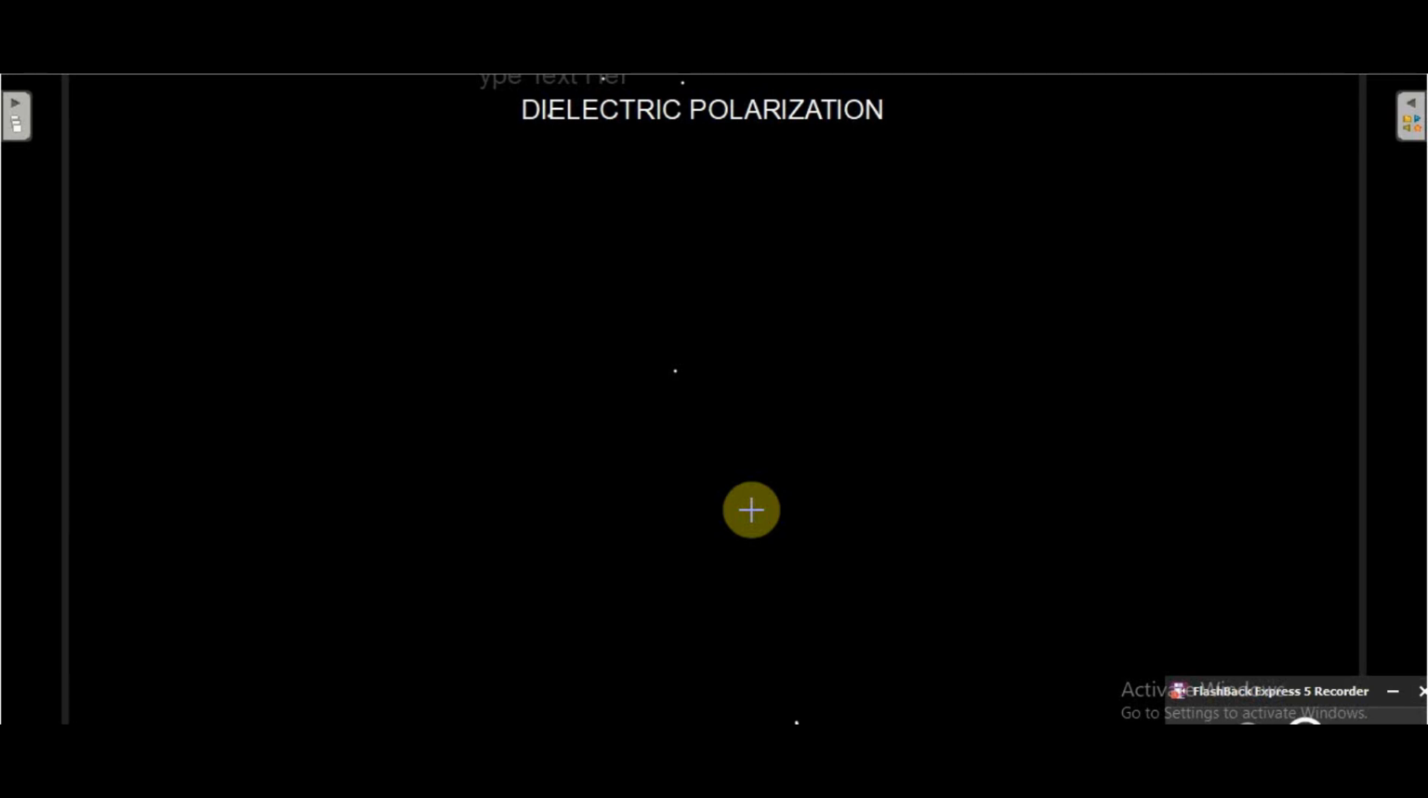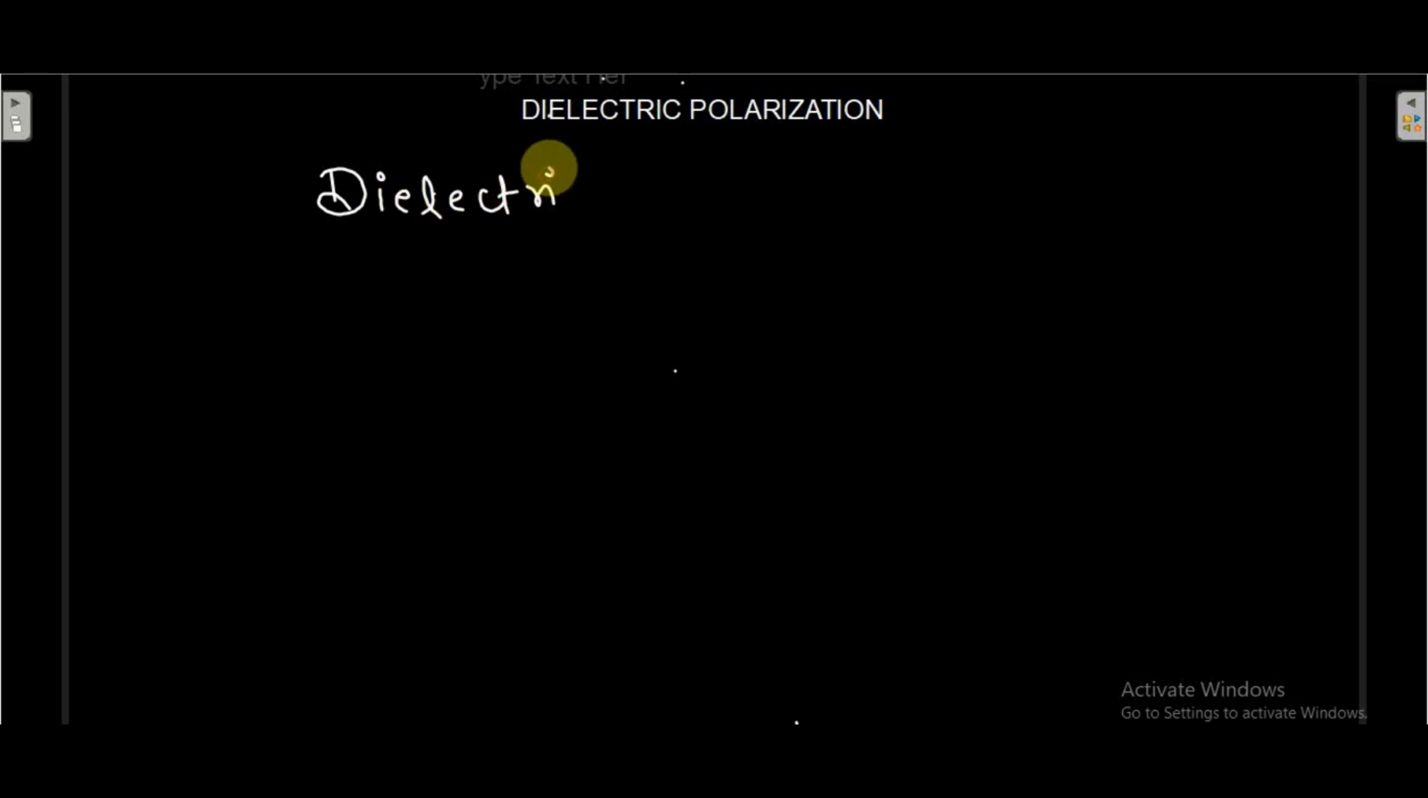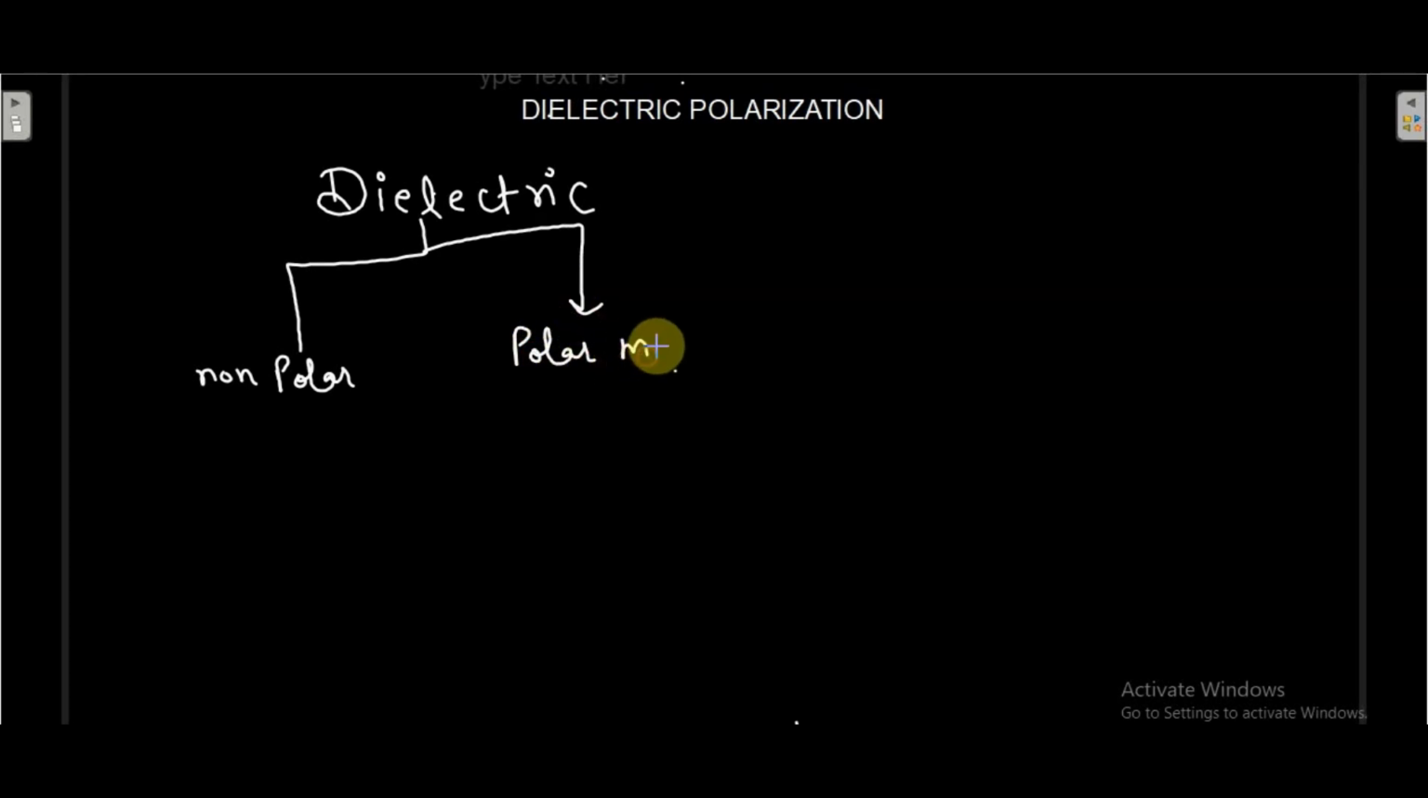To understand the process of polarization, first of all, we should understand dielectrics. There are two types of dielectric. The first one is non-polar and the second one is polar molecules. One by one we will discuss the types of dielectric. So what is the difference between the two? We will discuss that difference.